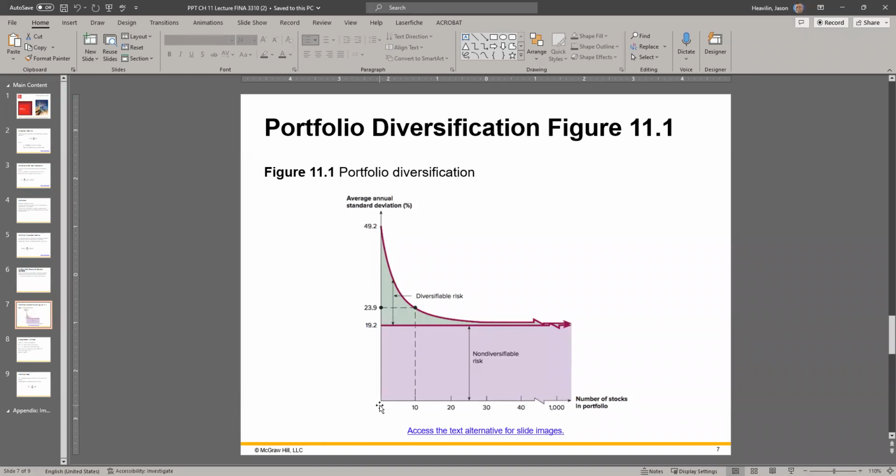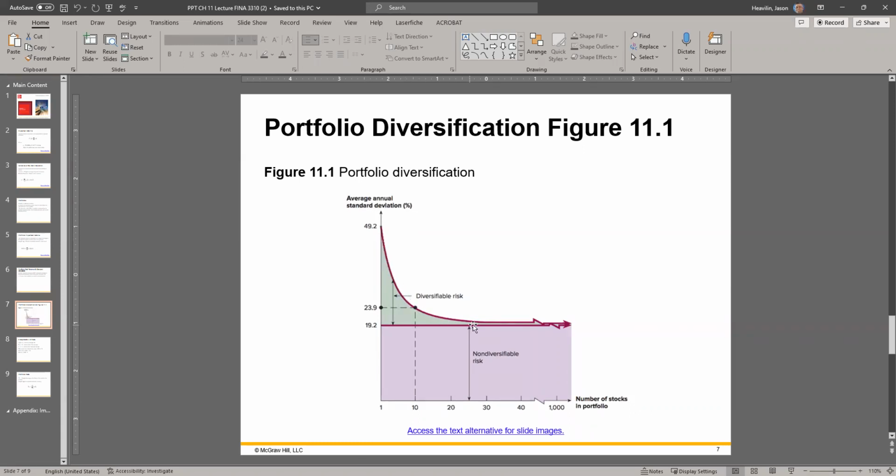So what happens is you have one stock here on the y-axis, we have the standard deviation. In this example, it could be any number really, but this one stock puts you at a 49.2 standard deviation. So you're absorbing all the risk possible from that stock. The point is that as you start combining different industries, different companies, etc., you are getting rid of that standard deviation.